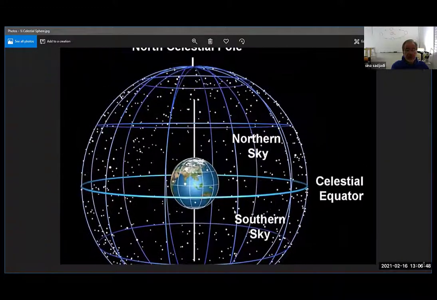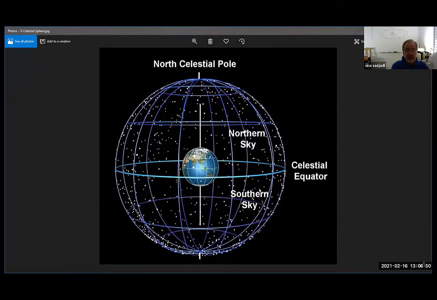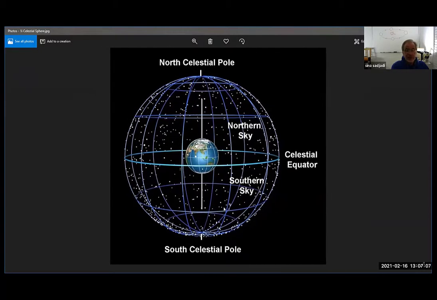So the celestial equator divides the sky into northern sky and southern sky. And we also have north celestial pole, which is the extension of the axis of the Earth. So this is a north pole of the Earth. It hits the north celestial pole. Then the south axis of the Earth hits the south celestial pole. So there's north and south celestial poles.